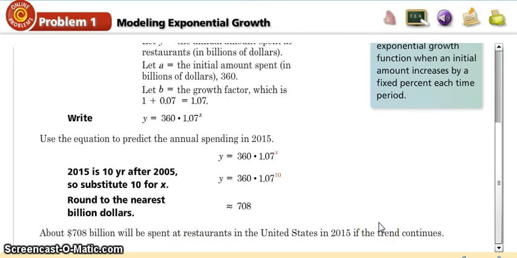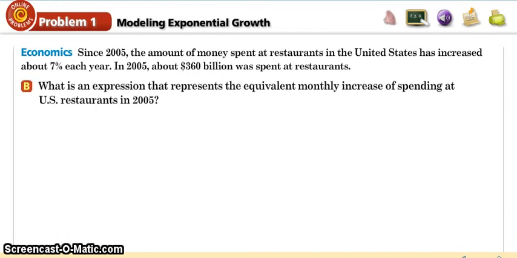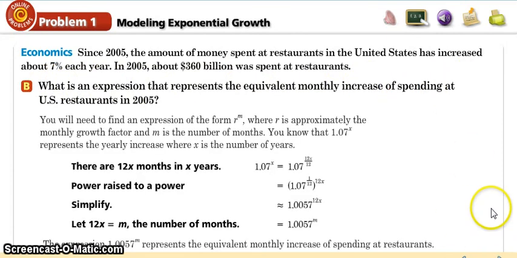So by using that exponential growth, we can determine, using that function, future trends based on what we see right now. So let's look at another example. What is an expression that represents the equivalent monthly increase of spending? So I'm just going to bring this up and show this to you.